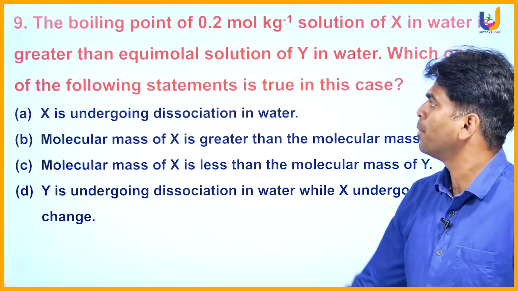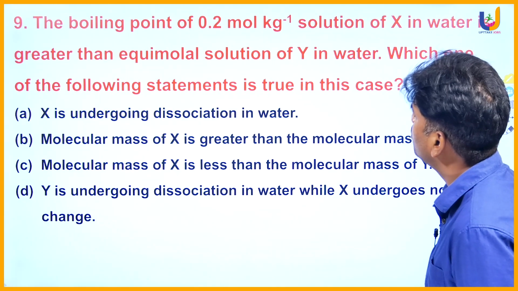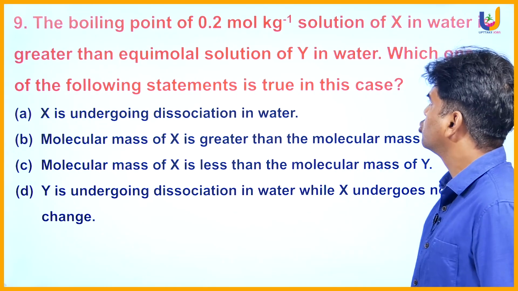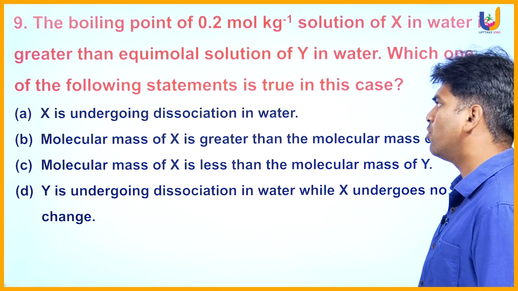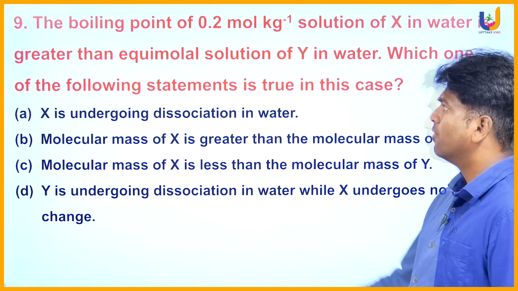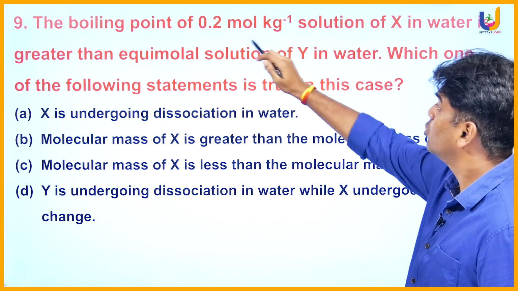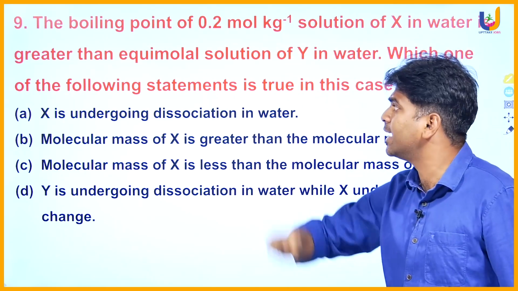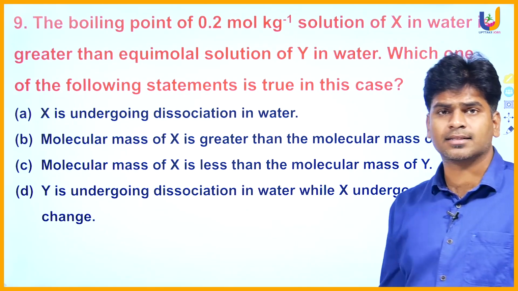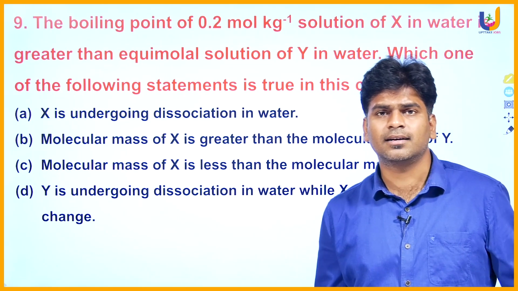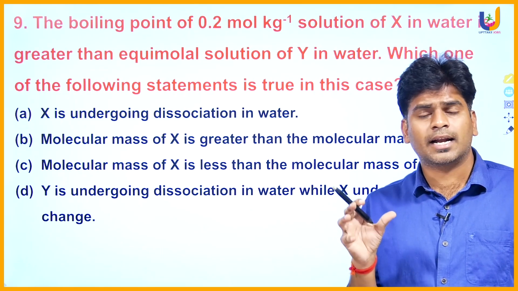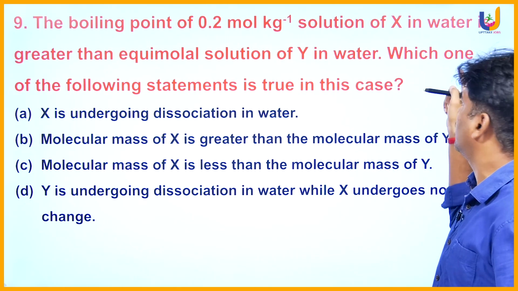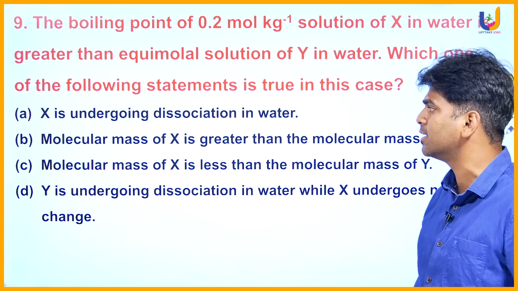Let's see the next question here. The boiling point of a 0.2 mole per kg solution of X in water is greater than an equimolar solution of Y in water. Which one of the following statements is true in this case? They are asking: 0.2 molal solution containing X has a boiling point greater than that of Y in water.